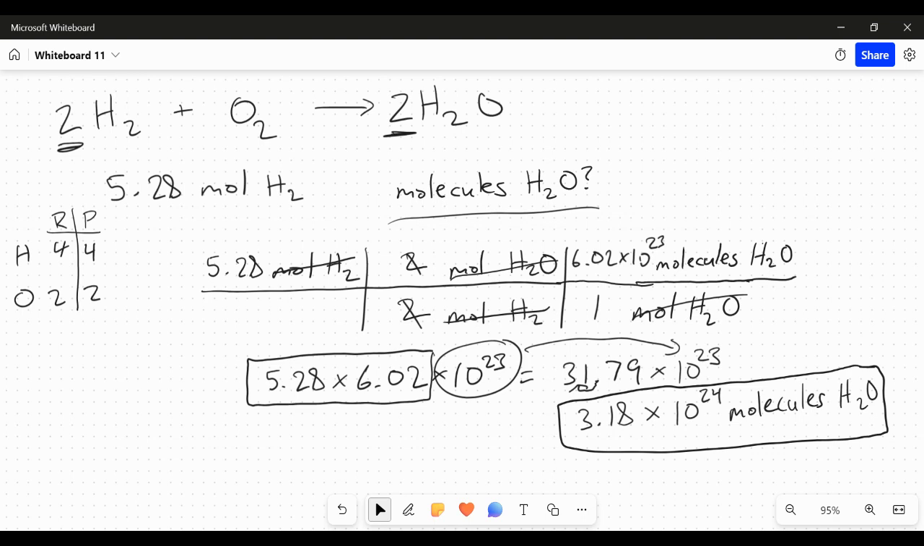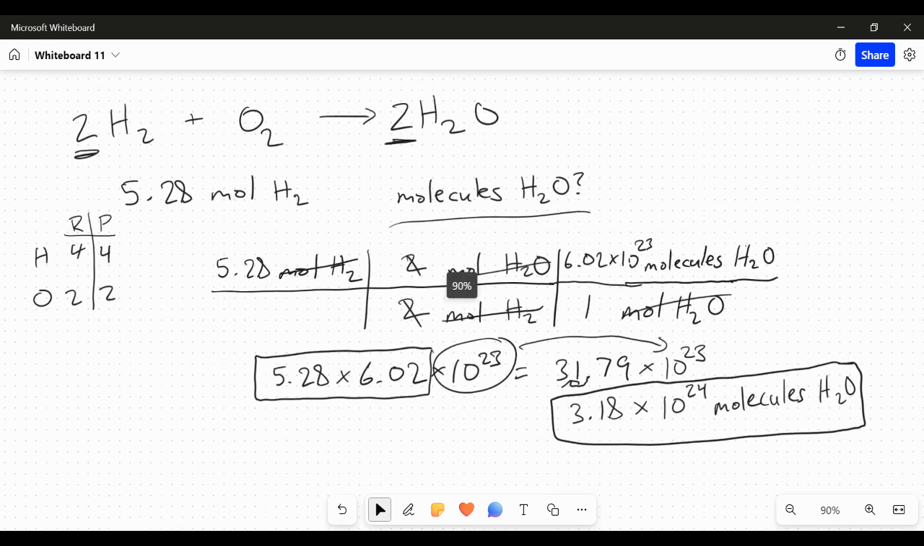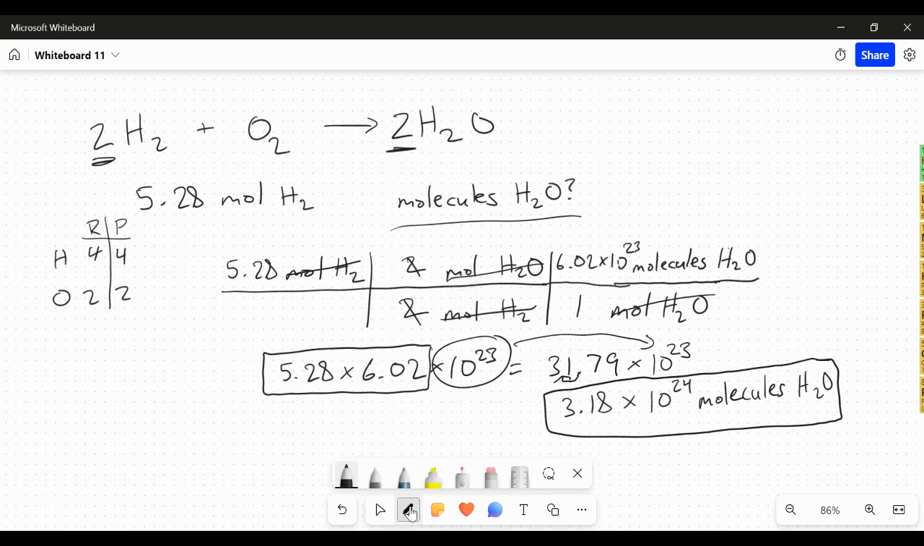Now we could do this with molecules or grams at the end, but what's the fun in stopping there? Let's take it another step further. So let me clean up my board a little bit.